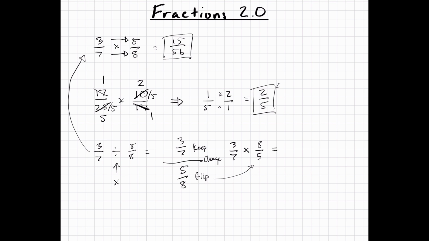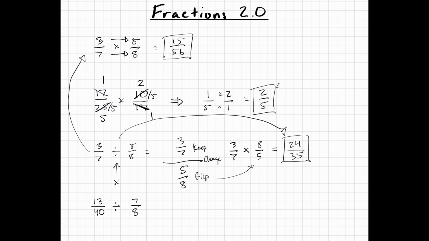And what are we going to be left with? Well, 3 times 8 is 24. 7 times 5 is 35. So we've just simplified this division into some easy multiplication. Let's do one more practice example to make sure we understand, okay? Let's say we have 13 over 40 divided by 7 over 8.